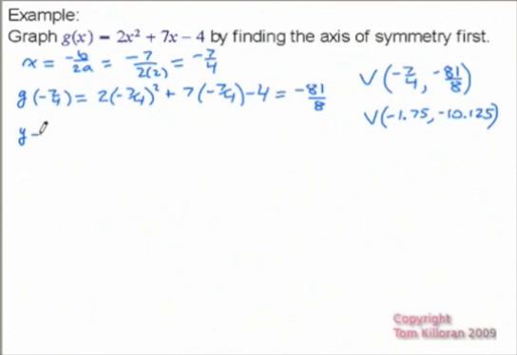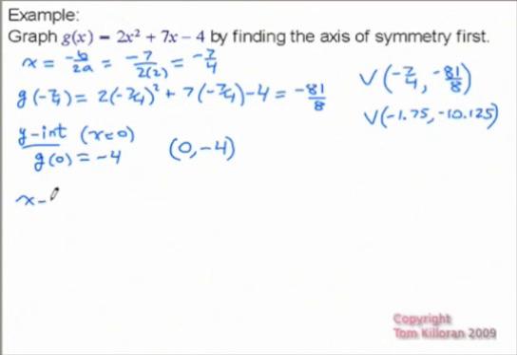So the Y-intercept, x equal to 0, and we're going to shortcut this one. The first two terms are just going to go away, and you're going to be left with negative 4. So g evaluated at 0 is going to equal negative 4. That gives us the coordinate 0, negative 4. And that'll be the Y-intercept that we have.